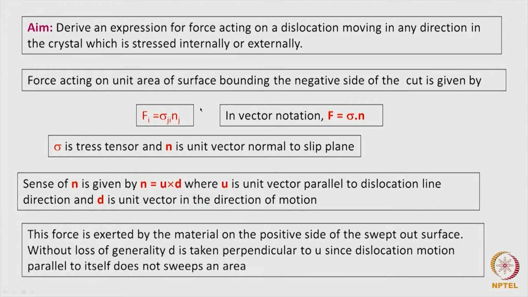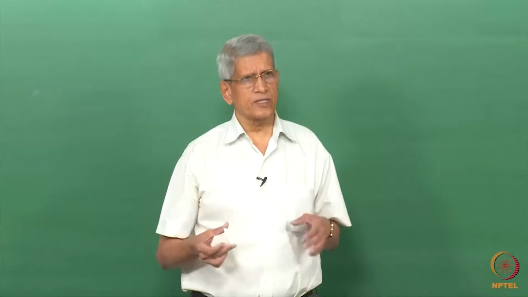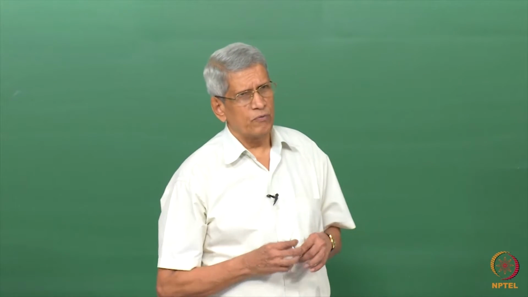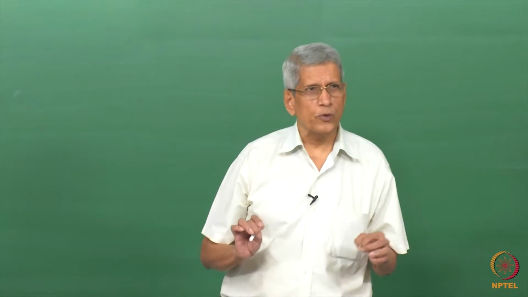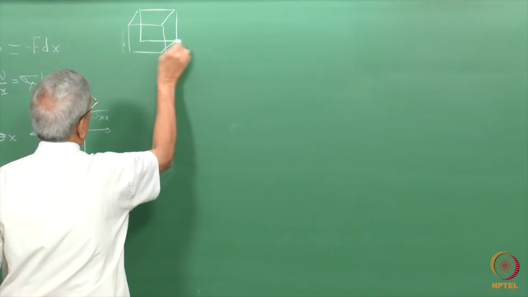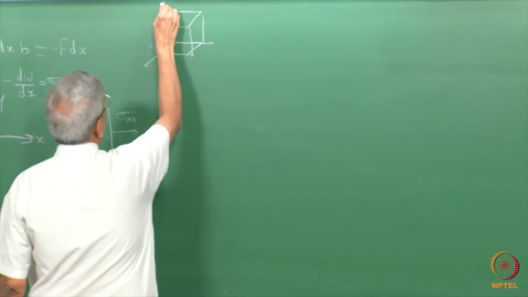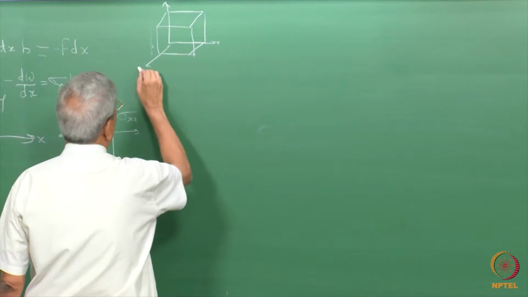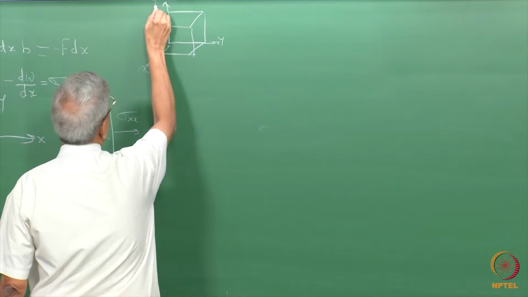If you remember, when we talked about the stress and strains, we said that there are 9 components of stress, which we define with respect to a small unit cube, correct? You remember that? That is, if you take a small cube, okay, then this is how we defined x, y, z.